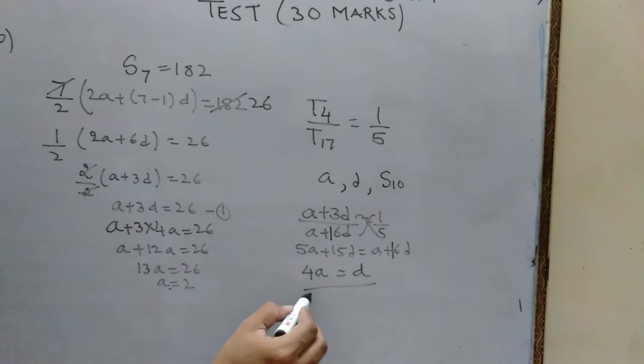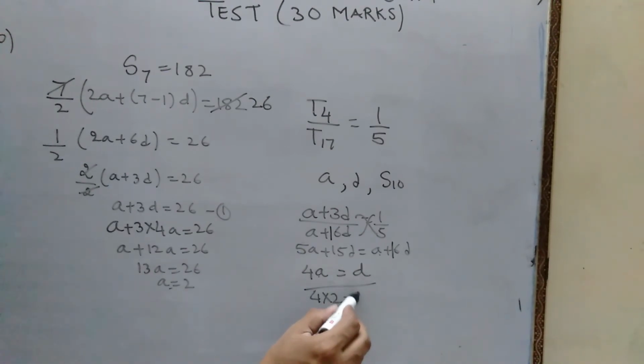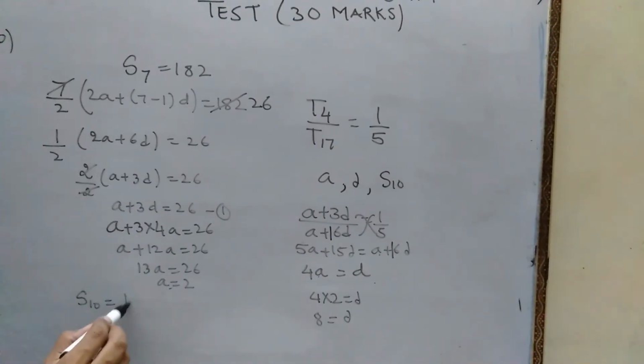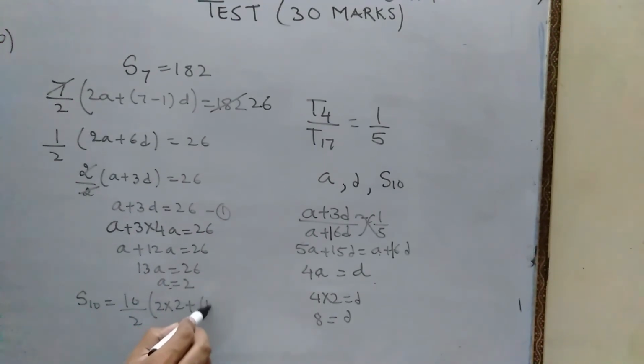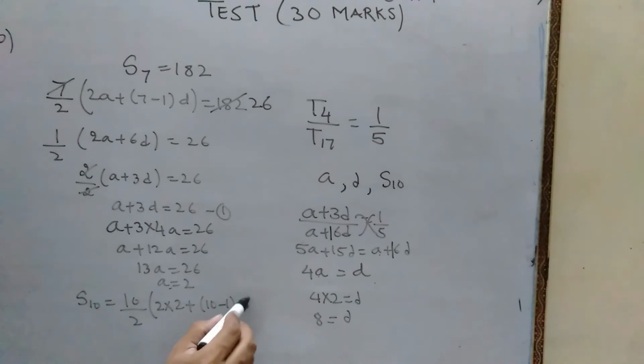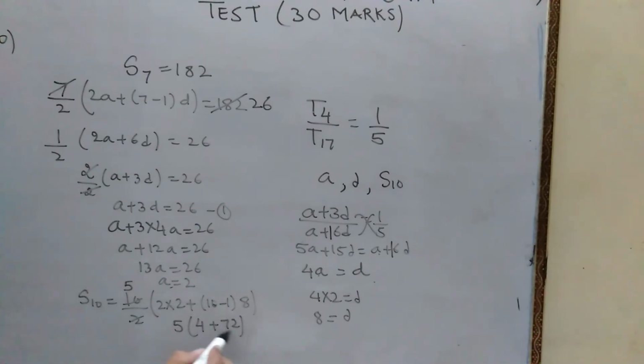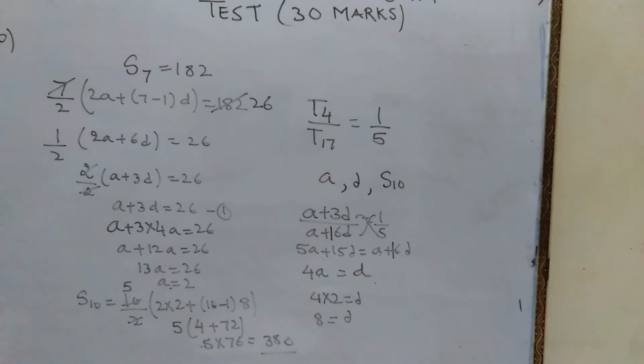Put the value of a here. So 4 into 2 is equal to d. D is equal to 8. Right? Now sum of 10 terms is what? 10 by 2, 2 into a plus 10 minus 1 into d. So 5 times, 5 into 4 plus 9 8s are 72. 5 into 76. 6 5s are 30, 3, 30, 380. So 380 will be the sum of 10 terms.